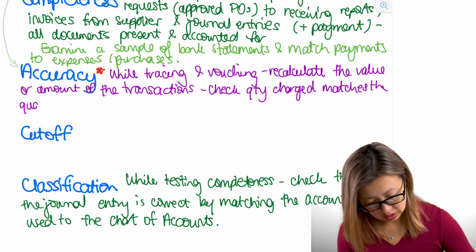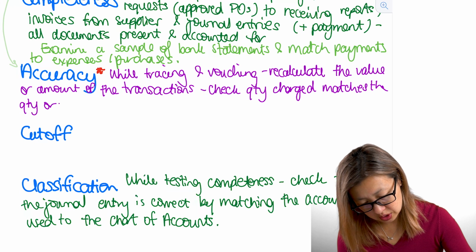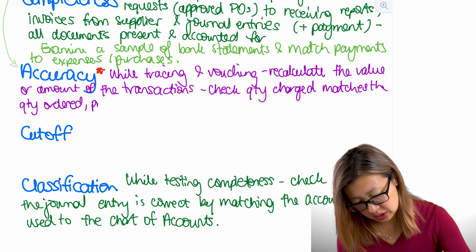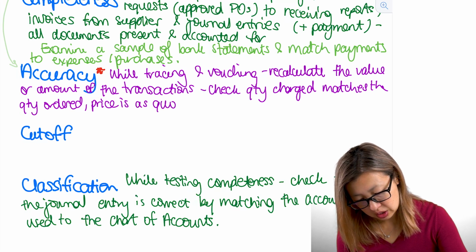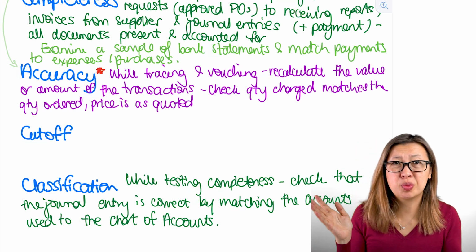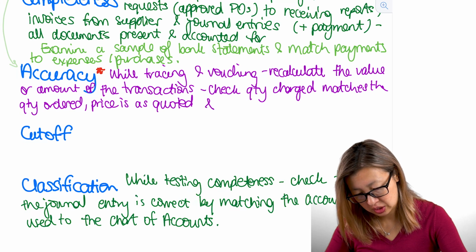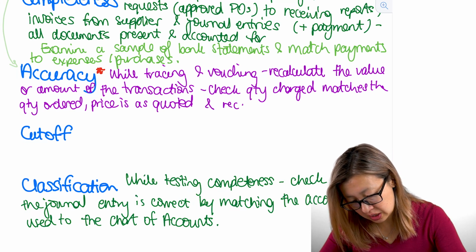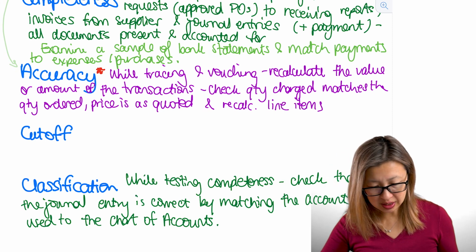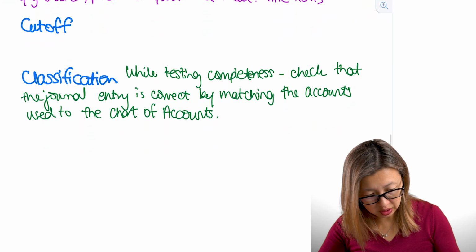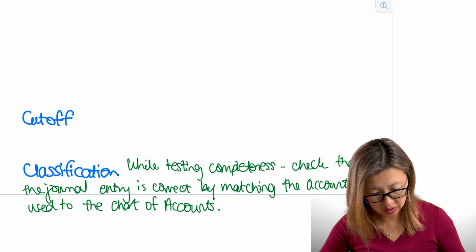Oops. Let me try and shorten that. Quantity ordered, price is as quoted. So if we were quoted $10 per item, then, did we get charged $10 per item? And recalculate the line items. All right, now let me just make some more room here so that I can put this down here. Let's put that there.